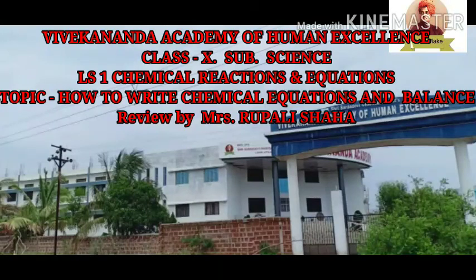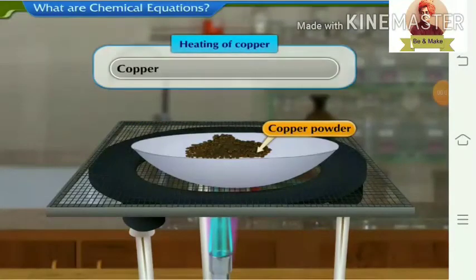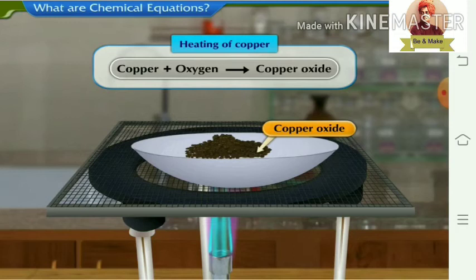Now we are going to see what chemical equations are, and how to write and balance them. What are chemical equations? Suppose we take the example of heating copper. While heating, copper reacts with oxygen and gets converted into copper oxide.